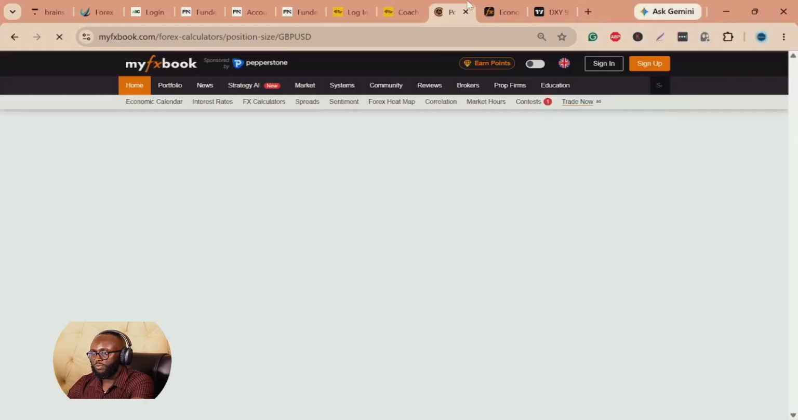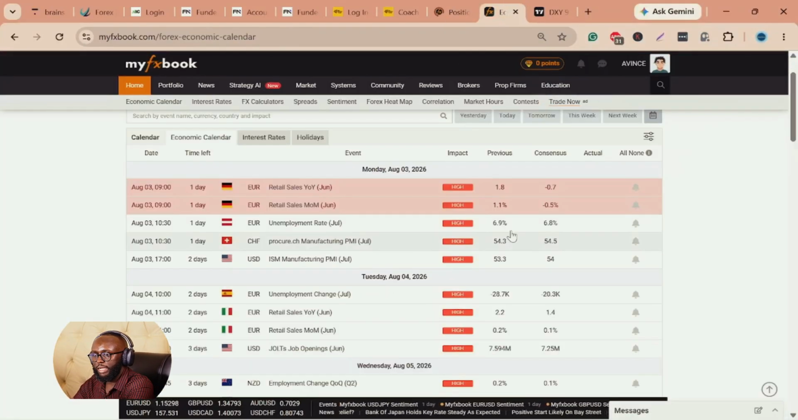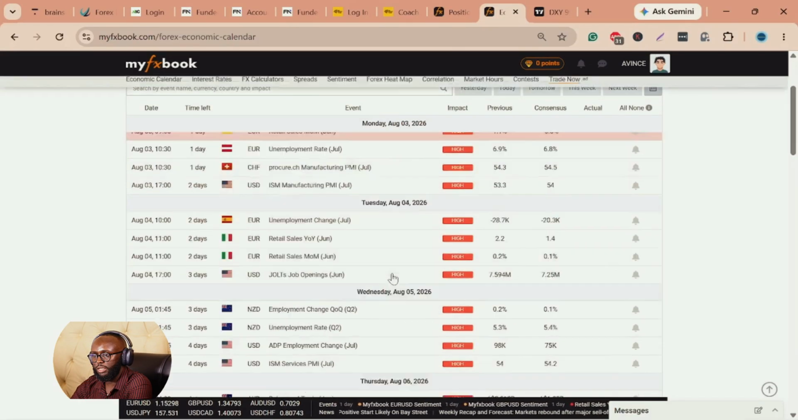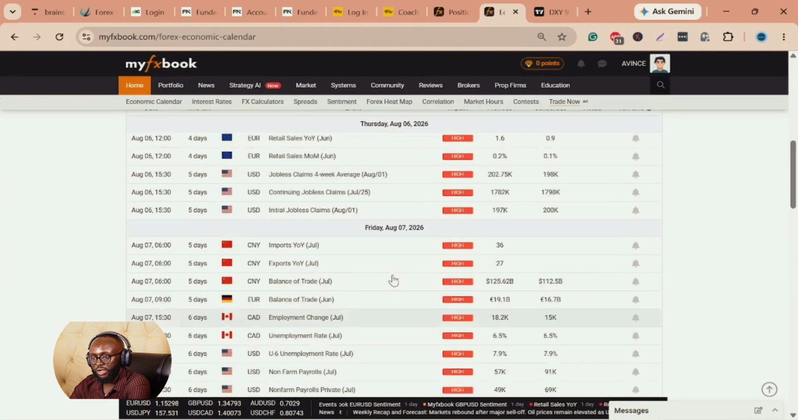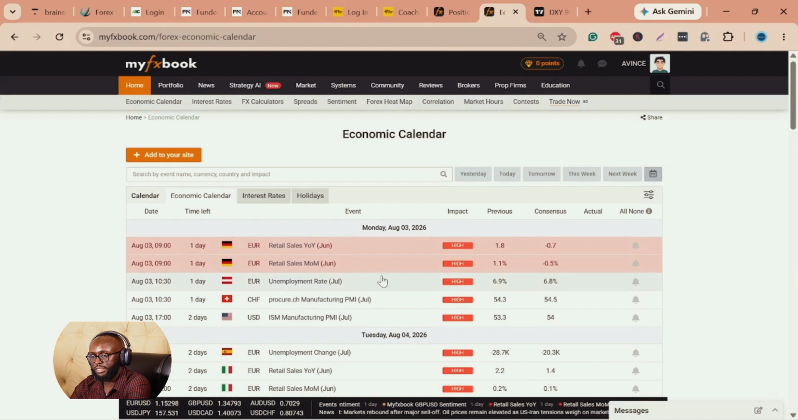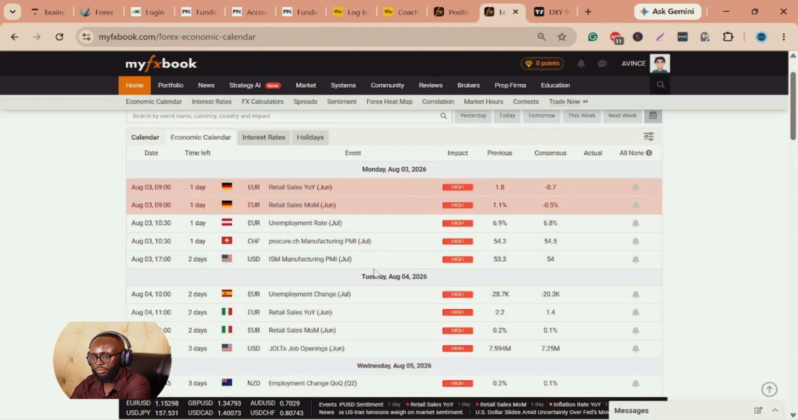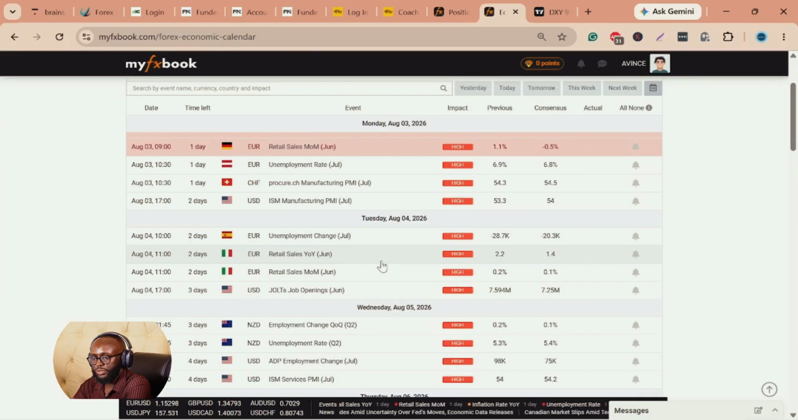Now, of course, as usual, we start with the economic calendar. Looking at the economic calendar for August, the hallmark of the week is going to be Friday. We have a couple of red folders before Friday, however. On Monday, we have some Euro news, some CHF news and USD. Tuesday, we're going to be having some Euro news and USD news.